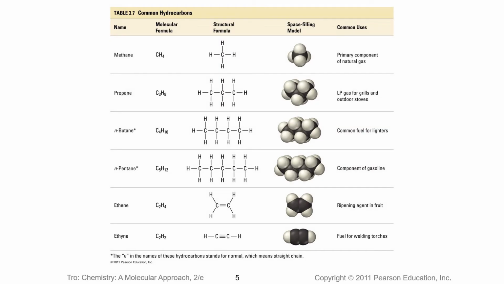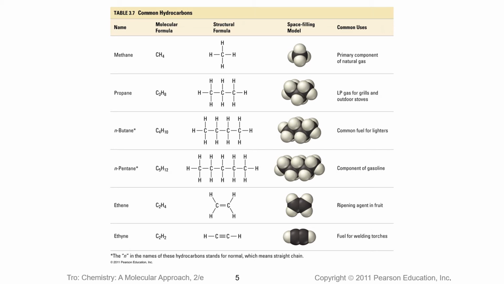So some of our hydrocarbons include methane, which is the primary component in natural gas. So the Bunsen burners you use in lab run off of mostly methane. Propane you'll find in LP tanks, so liquid propane, that's for your gas grills, or if you live in the country, if you have a propane tank, that is liquid propane that is used to heat your house.